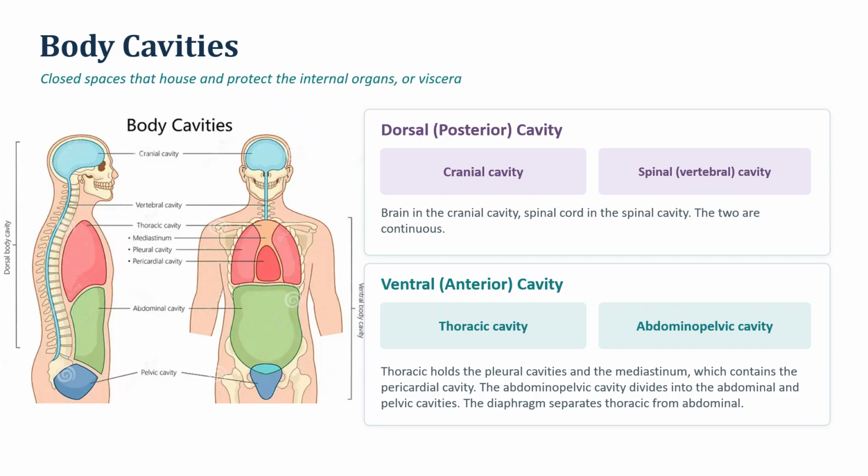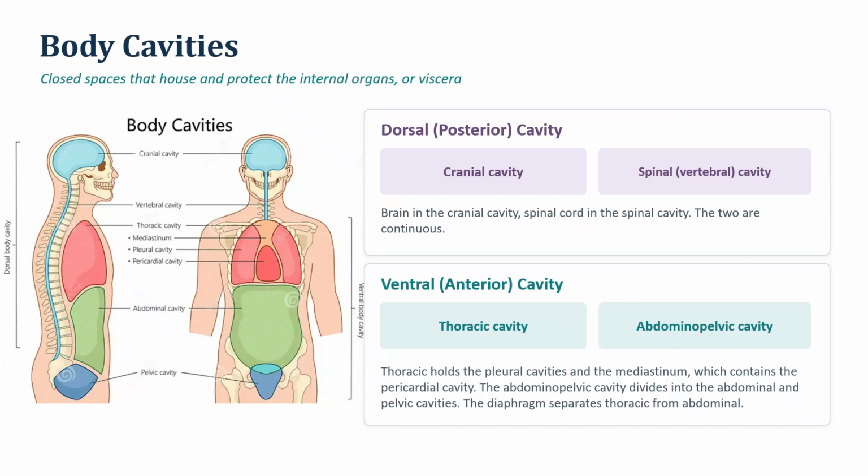Body cavities are closed spaces that house and protect the internal organs, which we collectively call viscera. There are two main cavities, and the easiest way to keep them straight is to remember that dorsal means back and ventral means front. The dorsal cavity, shown on the left of the figure, is located on the posterior side of the body and contains the organs of the central nervous system.